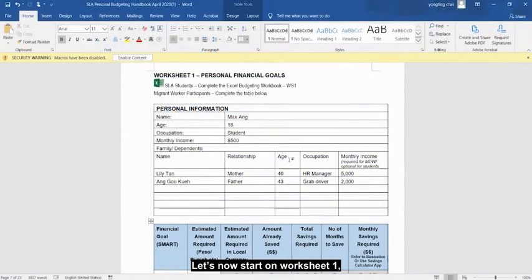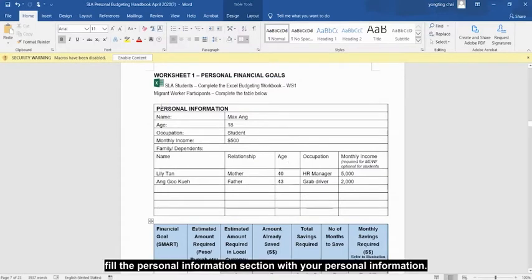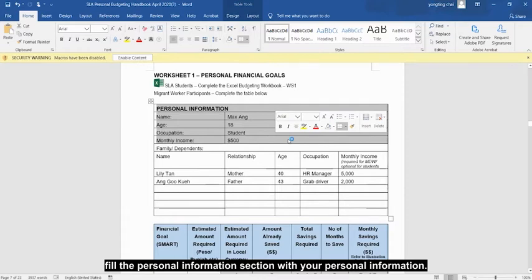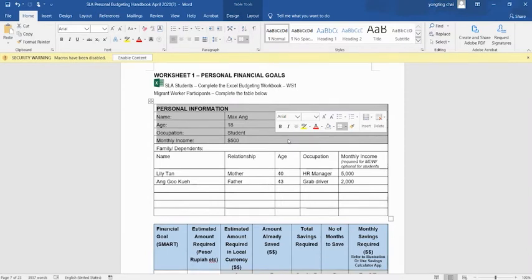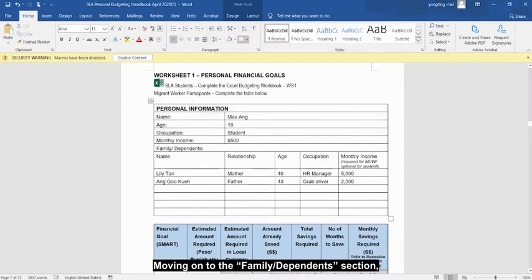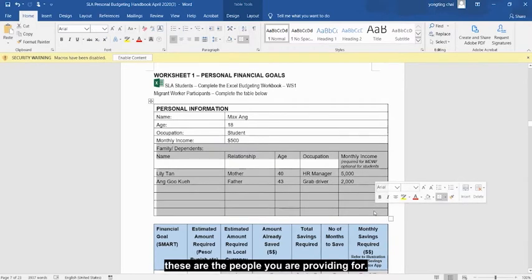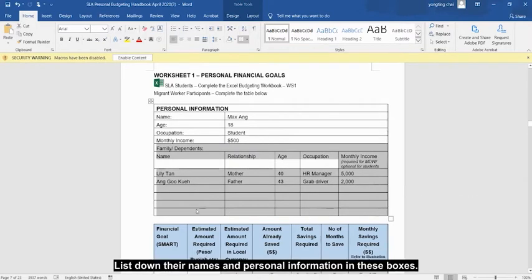Let's now start on Worksheet 1. Fill the personal information section with your own personal information. You may now pause the video and take time to fill yours up. Moving on to the family or dependent section. These are the people you are providing for. List down their names and their personal information in these boxes.